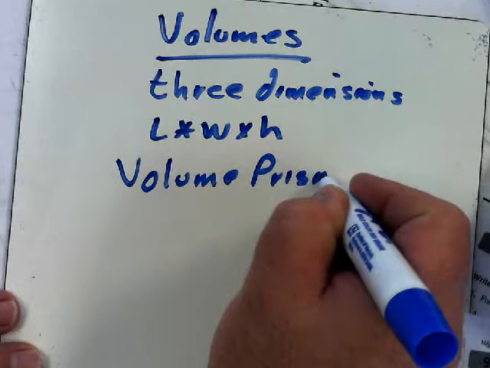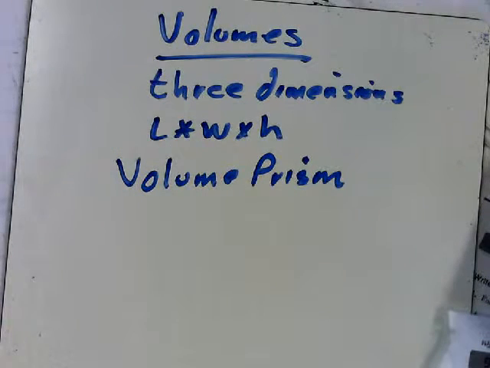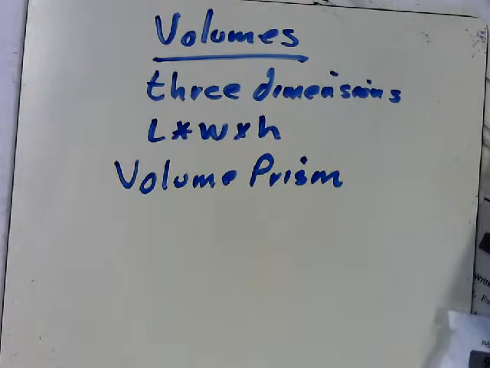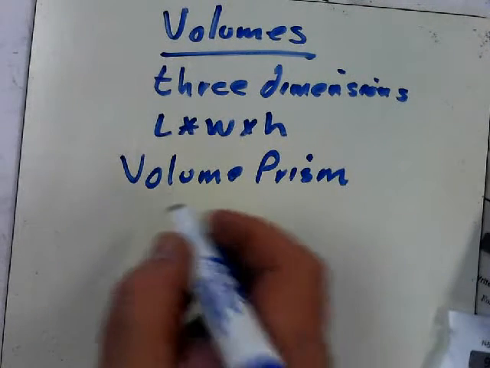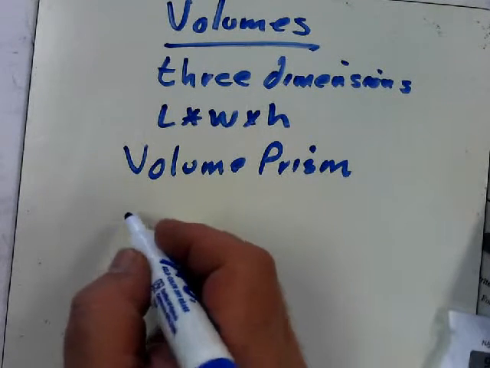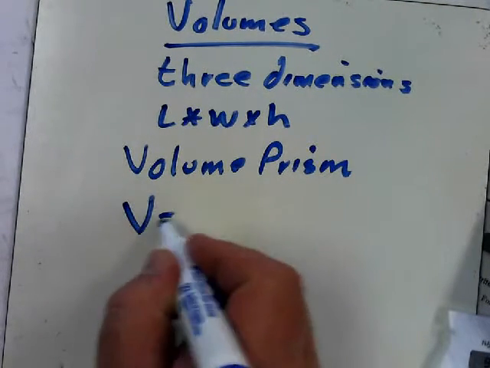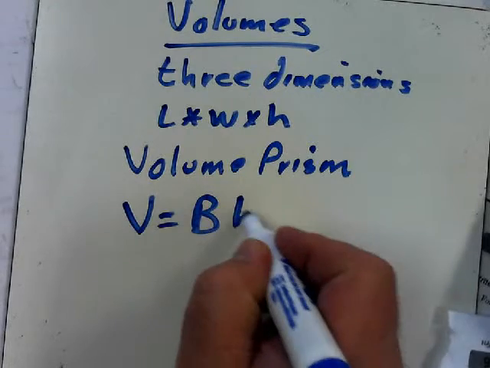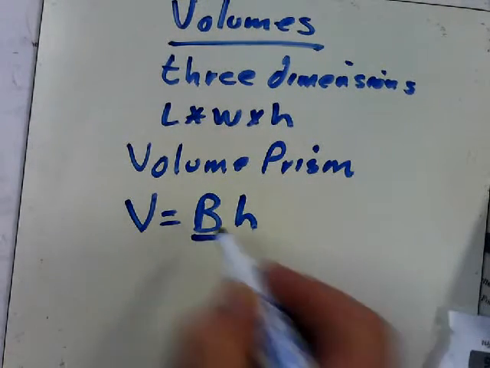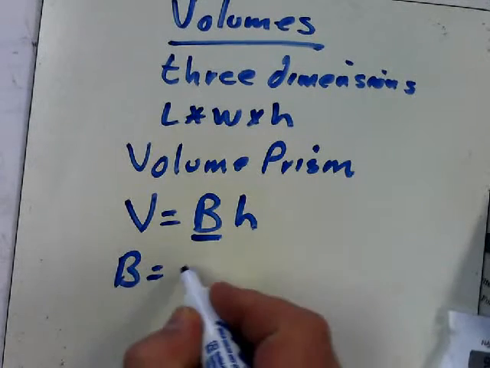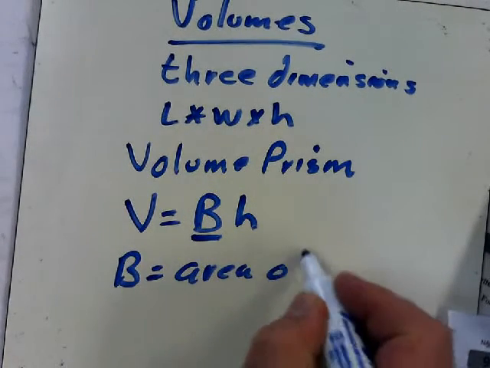and the prisms that we are talking about would be like boxes or things that you can turn so that they look like a box or various things like that. Enclosed rectangular figures. The basic formula for finding the volume of a prism is a big B times the H, where the big B is the area of the base.